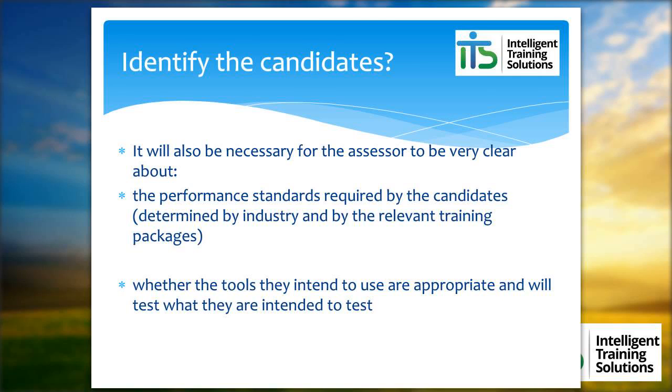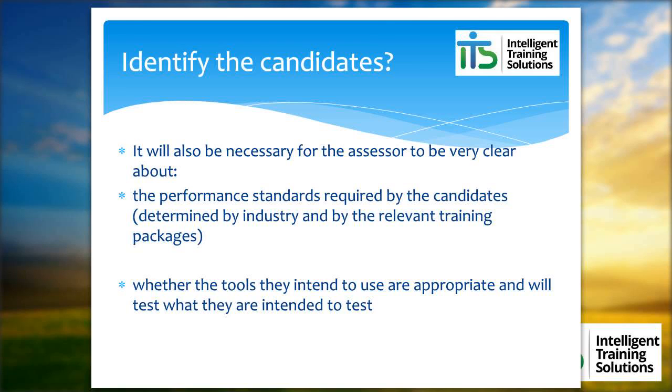Likewise, if you're in a workplace doing that work, and that workplace says, we need these people to be able to use this machine, producing this amount of widgets per hour with 99% accuracy and all that sort of stuff, you need to be clear about that so you can clearly label that within your assessment tool. And finally, whether the tools they intend to use are appropriate and will test what they are intended to test. Again, that absolutely goes back to those principles of assessment and the rules of evidence.